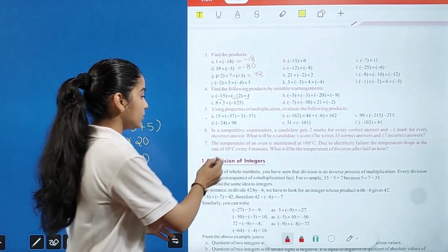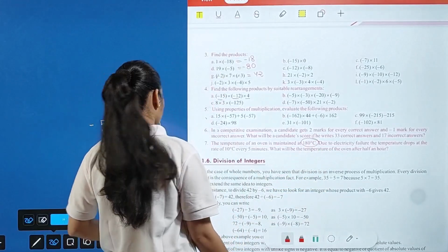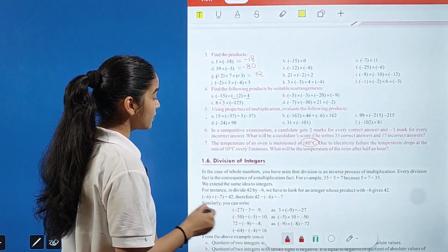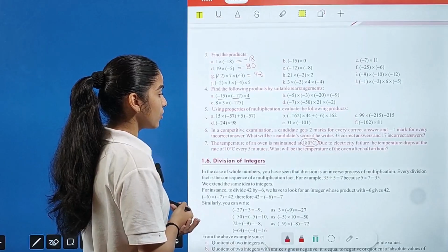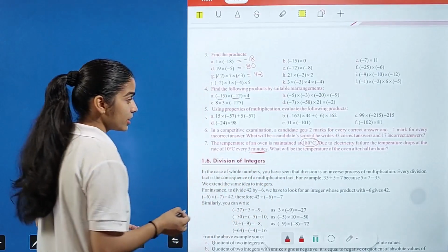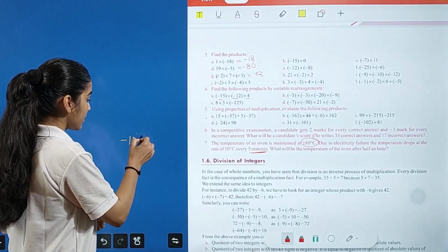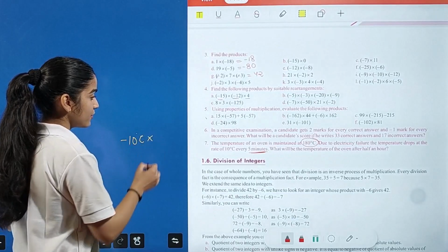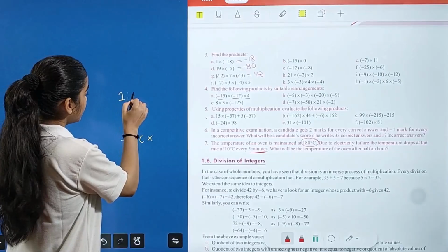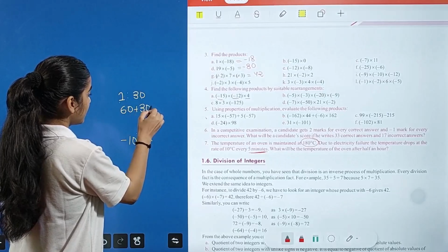Now the temperature of an oven is maintained at 180 degrees Celsius. Due to electricity failure, the temperature drops at the rate of 10 degrees Celsius every 5 minutes. What will be the temperature of the oven after half an hour? So every 5 minutes it drops at the rate of 10 degrees, so minus 10 degrees Celsius after every 5 minutes. So we have to write how many minutes?